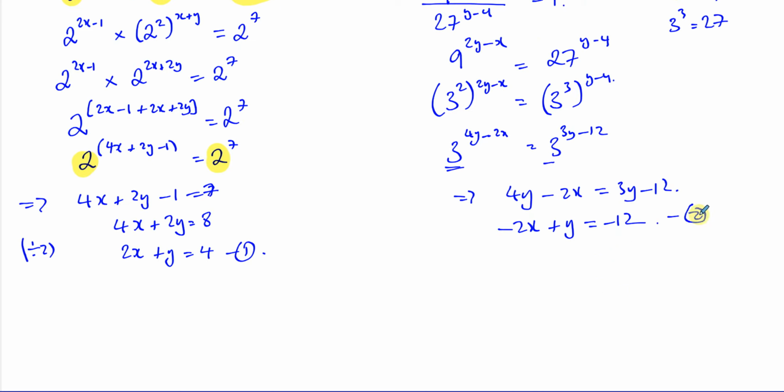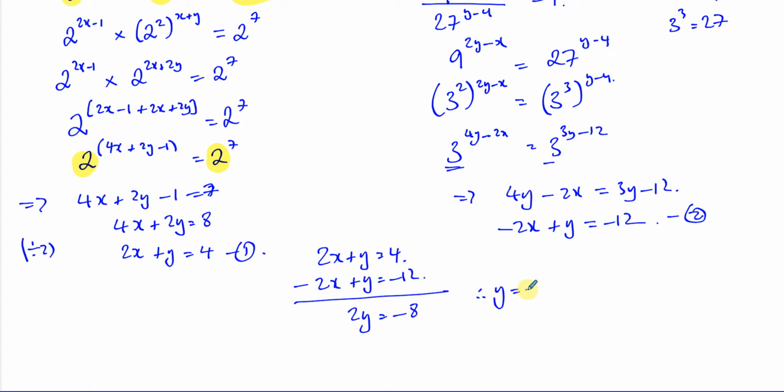So now I can solve these two equations simultaneously. I have 2x plus y equals 4, and I have minus 2x plus y equals negative 12. Now if I add these two equations together, the x's will be eliminated. 2x minus 2x is 0. So I have y plus y is 2y, and 4 plus minus 12 is negative 8. So therefore y equals negative 4.